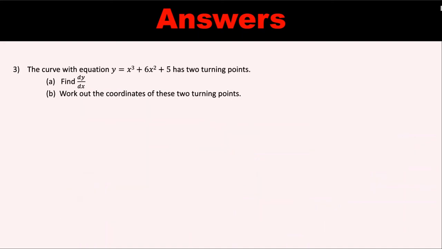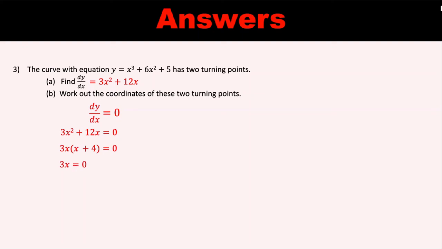For question 3, we can differentiate to find dy/dx. Take the power, multiply it out front, and subtract 1 from the power. We can work out the coordinates of the two turning points because the turning points are where dy/dx is equal to 0. So set our answer from part A equal to 0, and you've got a quadratic that you need to solve. Hopefully you see it's an easy quadratic. There's a common factor. I divided both terms by 3x. I have two solutions to this quadratic.